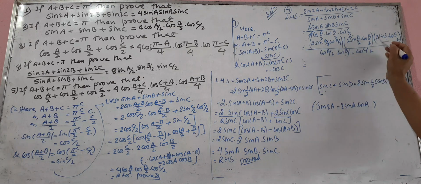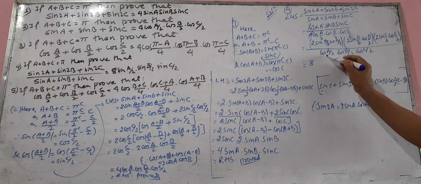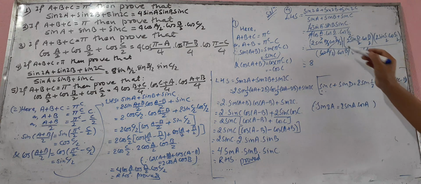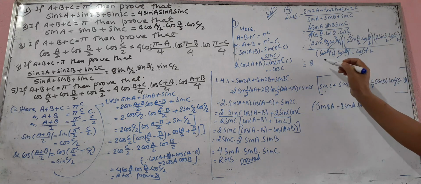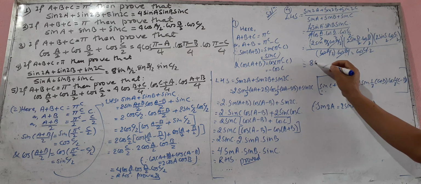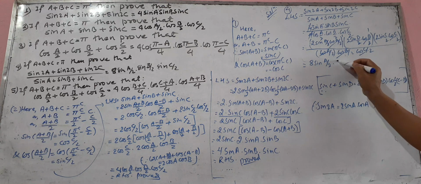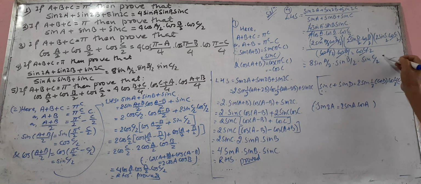So 2, 2, 2, 2 to the 4, to the 8, and cos a by 2 and cos a by 2, common factor in numerator and denominator, and cos b by 2, cos b by 2, cos c by 2, cos b by 2. All cancel one time. So we have the three factors: sin a by 2, sin b by 2, and sin c by 2, which is the right hand side root.